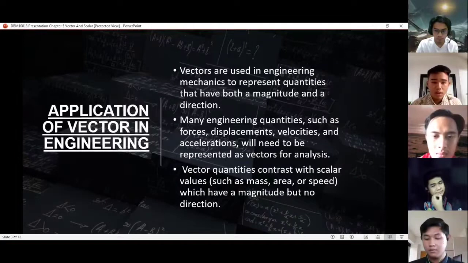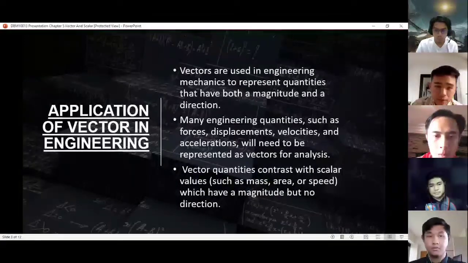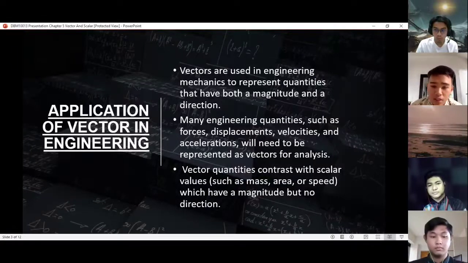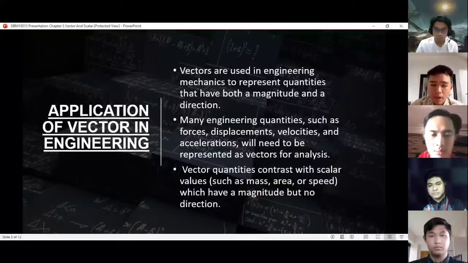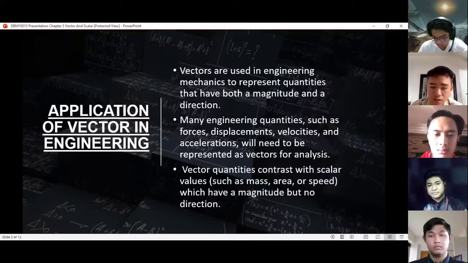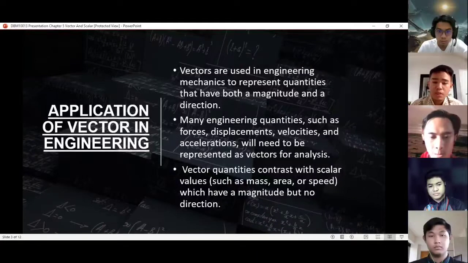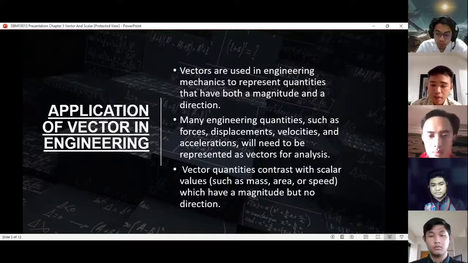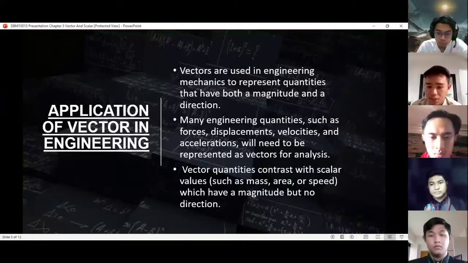We'll talk about the application of vector in engineering. Vectors are used in engineering mechanics to represent quantities that have both a magnitude and a direction. Second, many engineering quantities such as force, displacement, velocities, and acceleration need to be presented as vectors for analysis. And the last one is vector quantities contrast with scalar values such as mass, area, or speed, which have a magnitude but no direction. That's all.